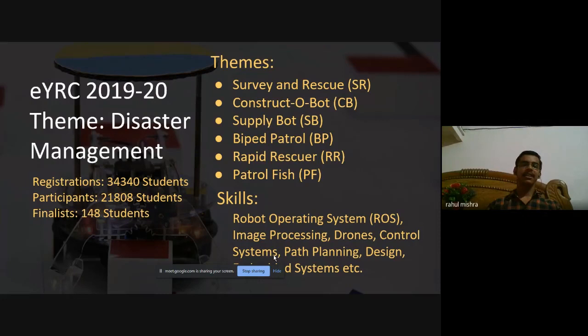EYRC takes a technical theme to implement each and every year. This year's theme is disaster management, and in this theme we have these projects: survey and rescue, constructor ward, supply ward, bipedal, rapid rescuer, and patrol fish. The skills you are seeing are robotic operating system, image processing, and drone control. So they focus on these skills.